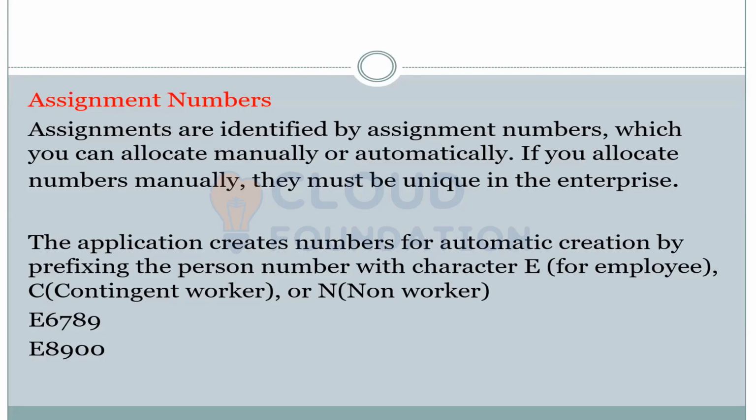The application creates numbers for automatic creation by prefixing the person number with E, C for contingent worker, and N for non-workers. Employees will be like E7, 6, 7, 8, 9. So there will be a prefix: for an employee, it will be E; for a contingent worker, it will be C; and for non-workers, it will be N.